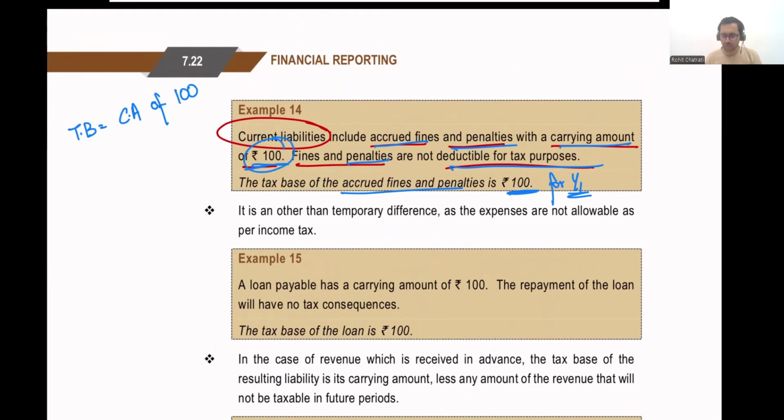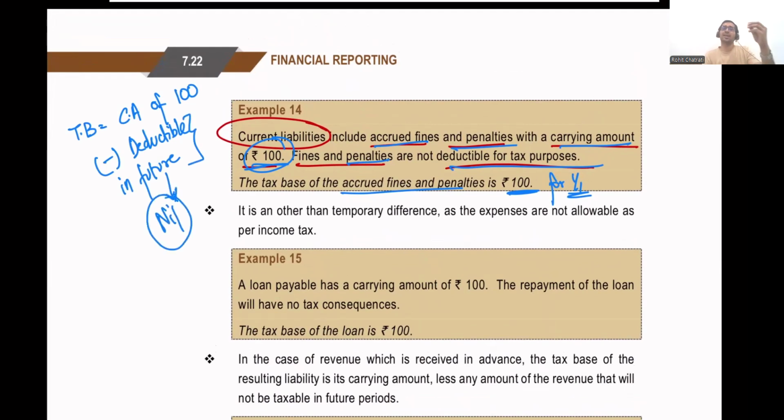Carrying amount is basically the accounting balance sheet value of 100 less the amount that is going to be deductible in future. Is there going to be any amount deductible in future? The answer is no. This is going to be equal to zero. These penalties and fines are neither deductible on an accrual basis nor on a cash basis. So tax base will be equal to 100 minus 0, which is equal to 100 itself. That is with regards to example number 14.